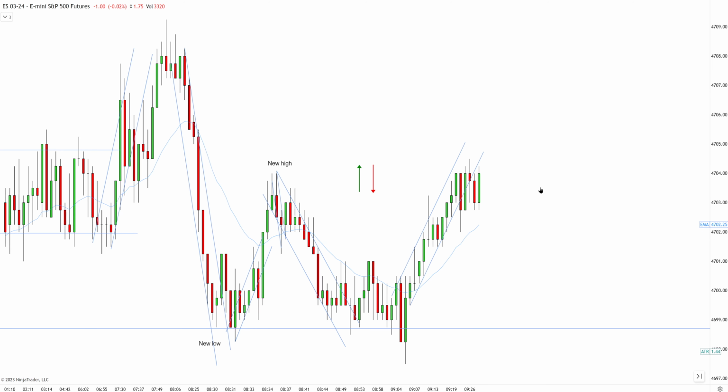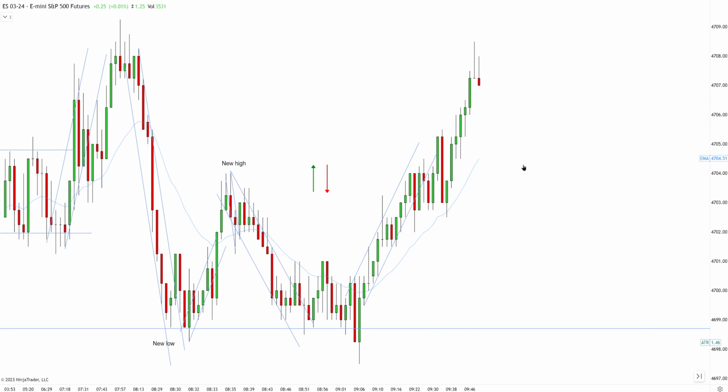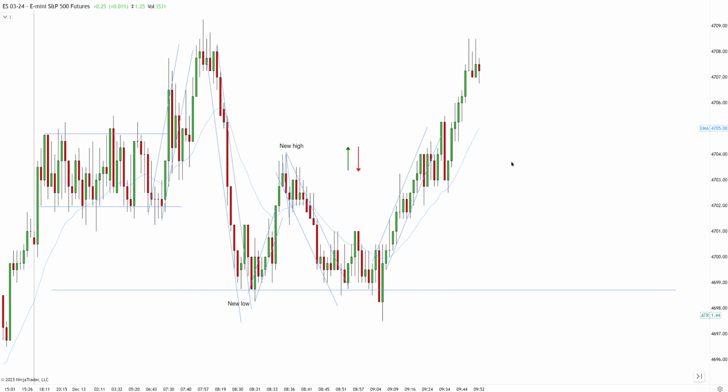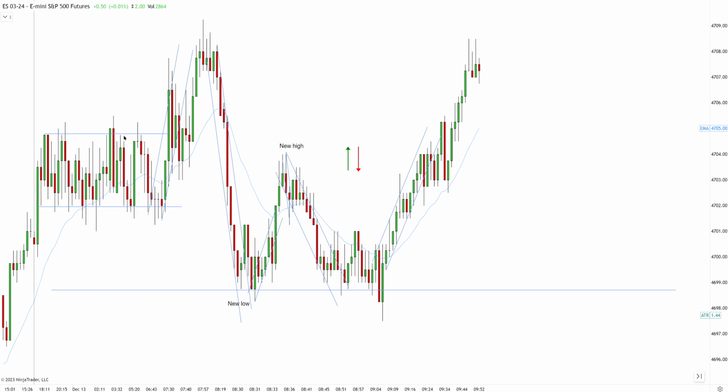Can we get a pullback to the exponential moving average, a nice pullback? We only have a first entry long. We can't really enter, and the market continues to work to the upside. Where is the market heading to? Most likely to this particular level, because we are trading a big trend range.